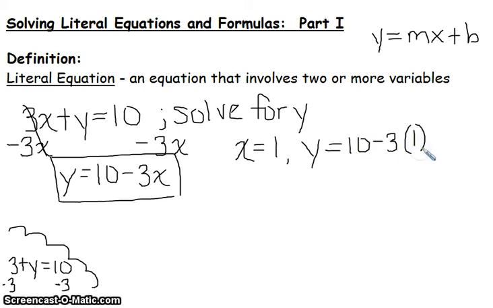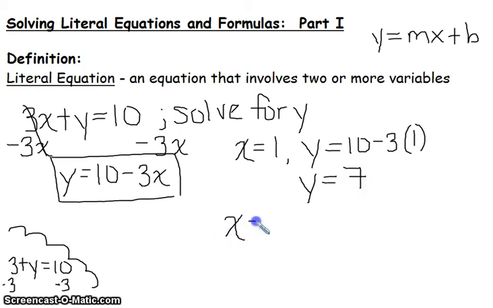And anytime you plug in numbers, we talked about this when checking equations, always use parentheses. So if you're using a calculator, you can just type this in your calculator exactly the way you see it, or hopefully you can do this without a calculator, following order of operations, doing your multiplication first before your subtraction. But what you will get is y will be 7. So when x is 1, y is 7. Very simple.